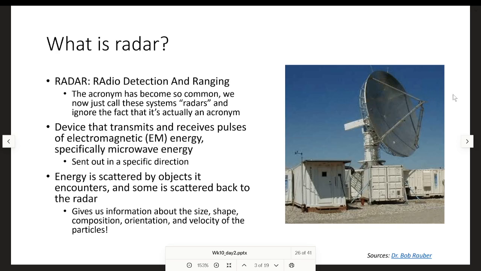If there's a cloud right here, the beam is going to hit the cloud, and then that cloud is going to reflect some of this radiation back to the radar, and it detects how much and the distance. It takes into account the speed of light, so it can tell how far away it is and how dense it is based on how much electromagnetic radiation is reflected back and how long it takes. So it gives us information about the size, shape, composition, orientation, and velocity of particles.